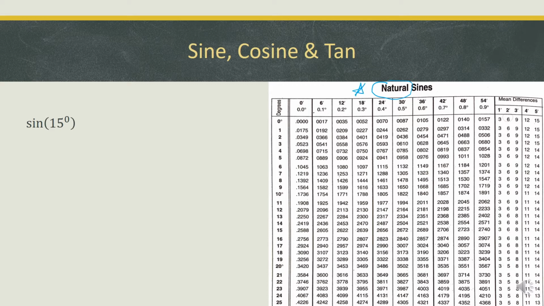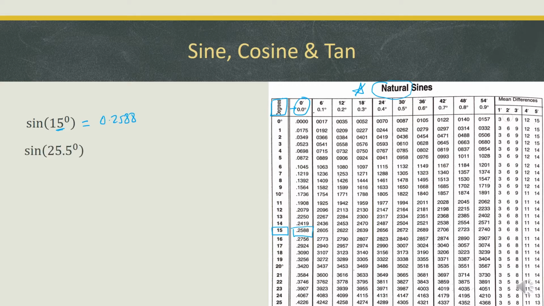Remember this part. So for the first example, we have sine of 15 degree. This is degrees in the first column, and the row is the part after the decimal point. So we don't have a decimal point right now. It is just 15 degrees. So we'll look for 15 degree over here. We got 15 over here, and there is nothing after the decimal point. So this is our answer, which is 0.2588.